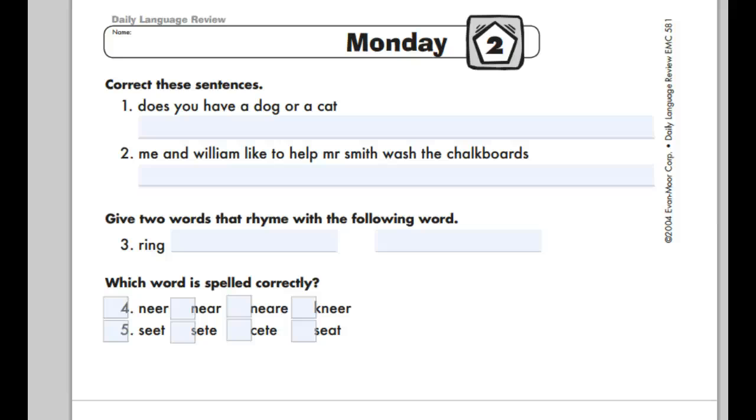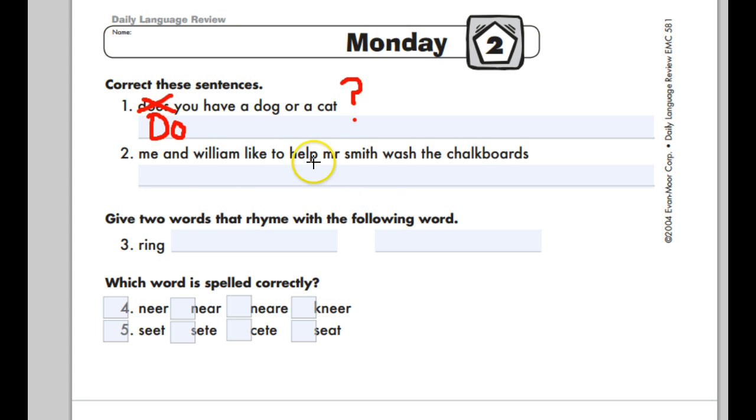Make sure that you have a pen or a marker to correct and make changes to your daily language as we go. "Does you have a dog or a cat?" It sounds so strange when they're so mixed up. So we wouldn't say "does" here, we'd say "do," with a capital D. "Do you have a dog or a cat?" Now this is a question, so we're going to need a question mark.